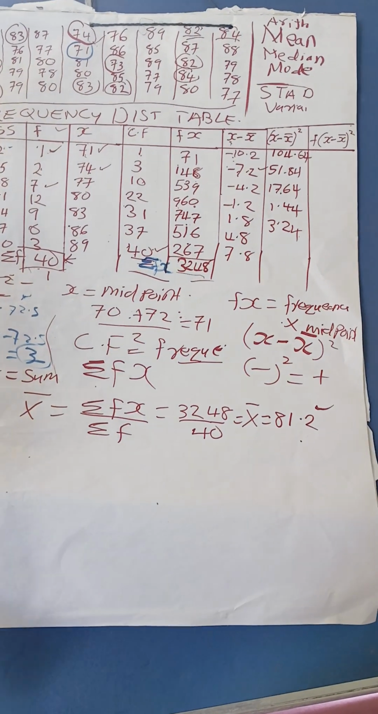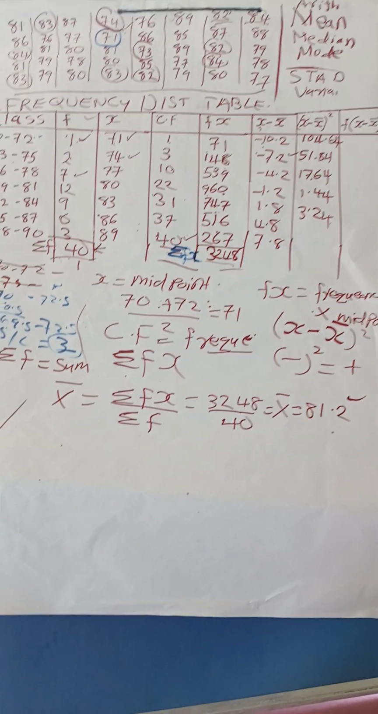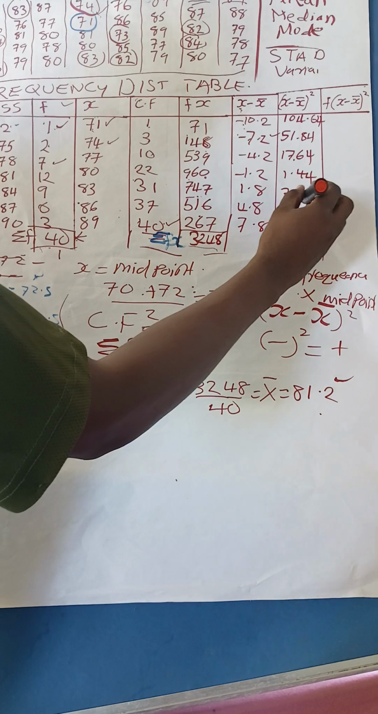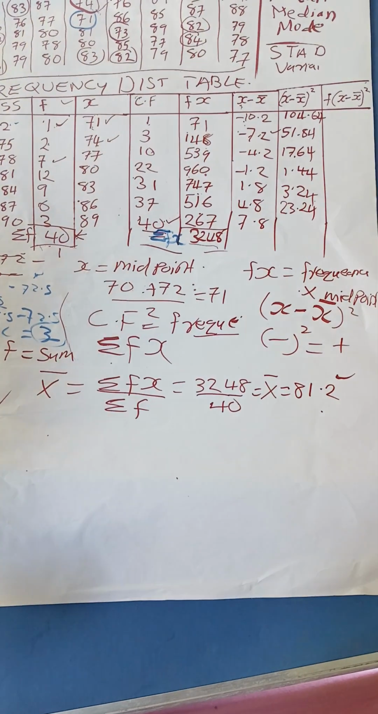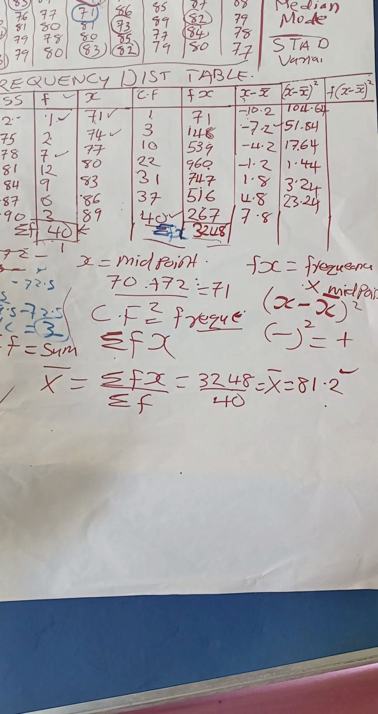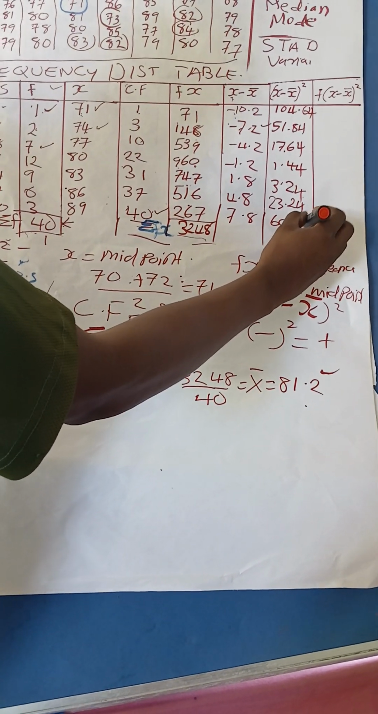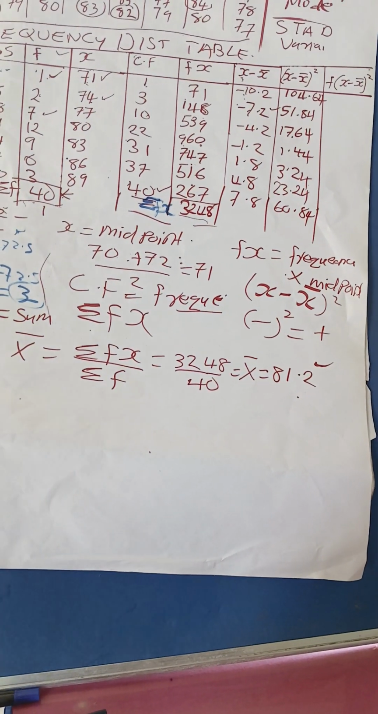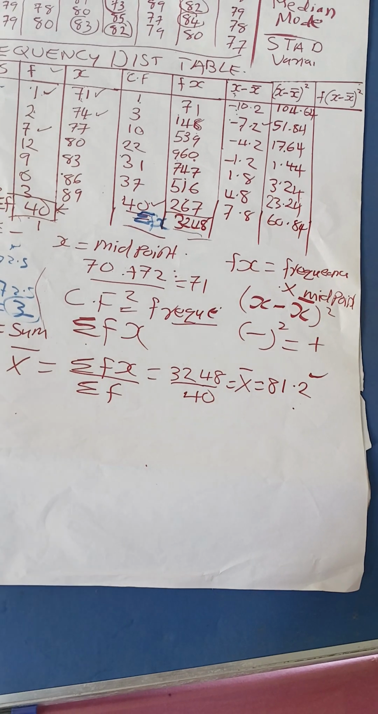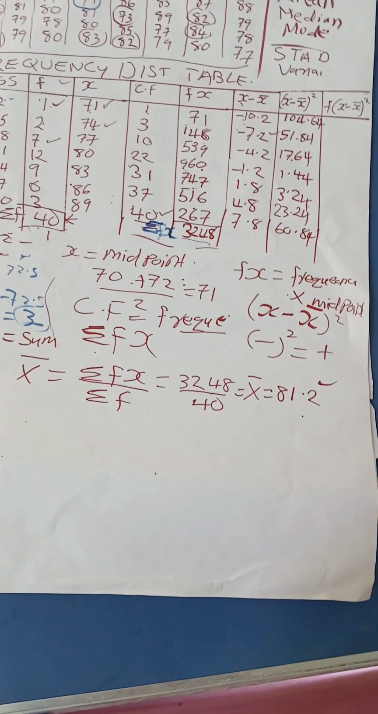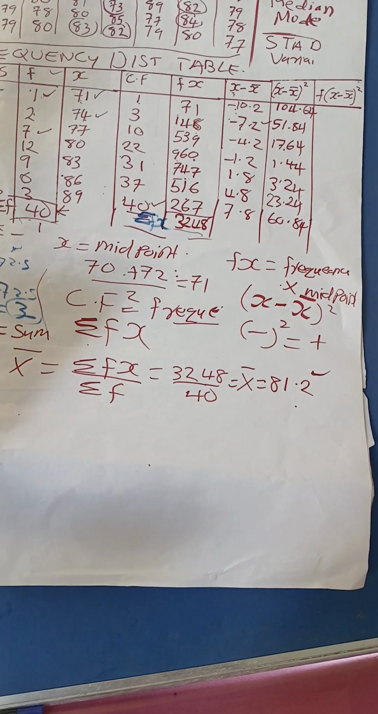I have the scientific calculator here with me. 4.8 squared, I will get 23.04. Then the last one, 7.8 squared, I will get 60.84. Good. Now, we have just remained with the last part, learners.